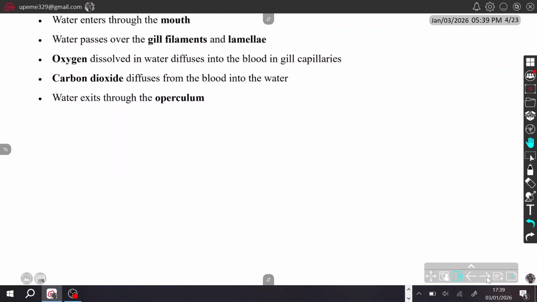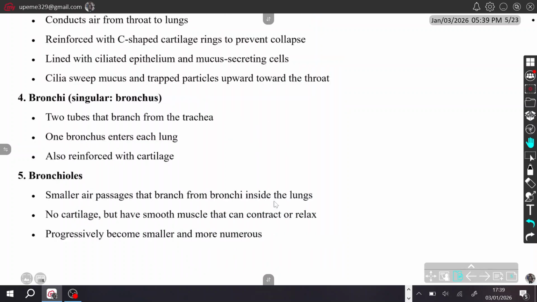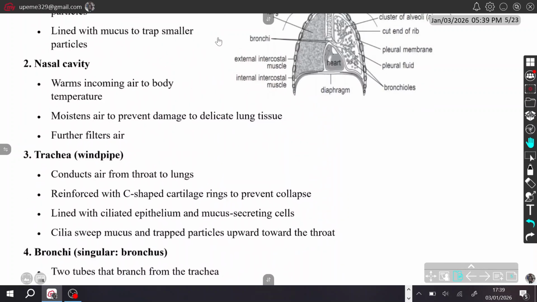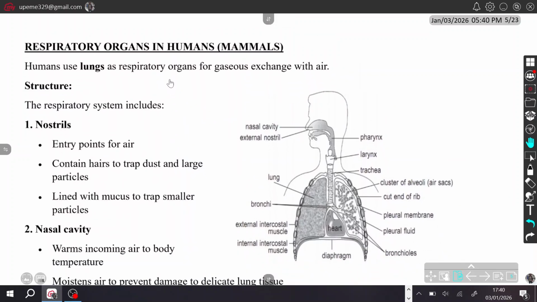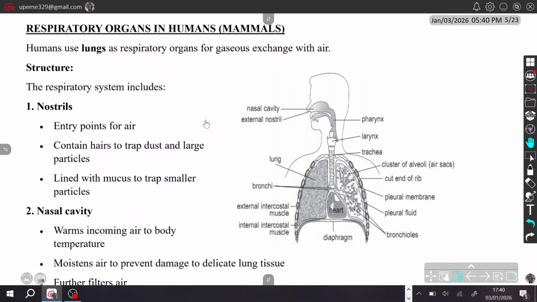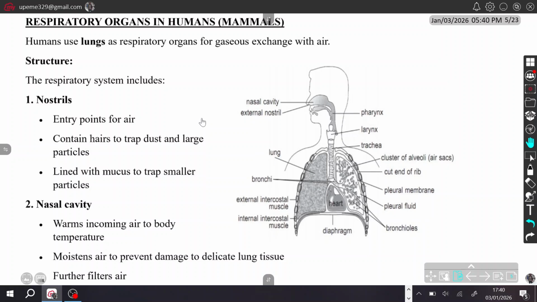All right, let's proceed. Next we come to the respiratory organs in humans, or mammals. Humans use lungs as respiratory organs for gaseous exchange with the air. So for humans, the main organ involved in gaseous exchange is the lung. All right, it is the lung.